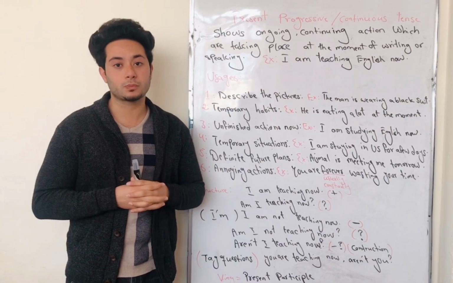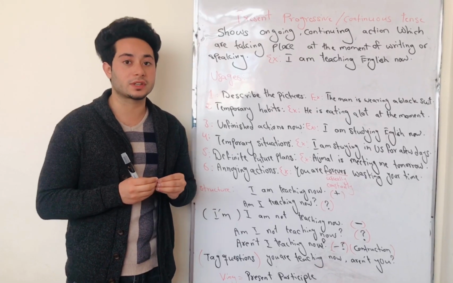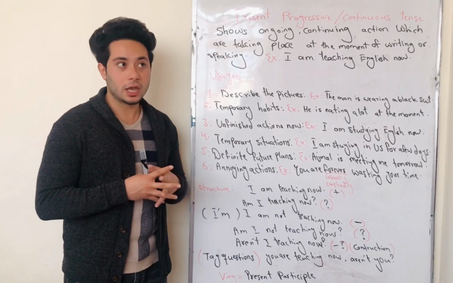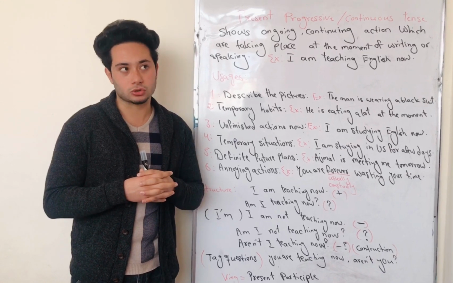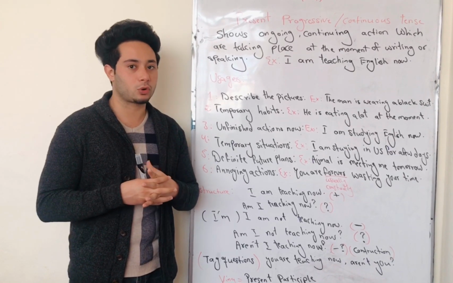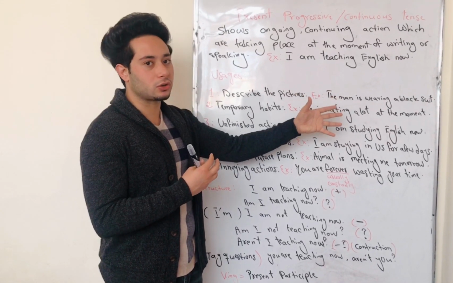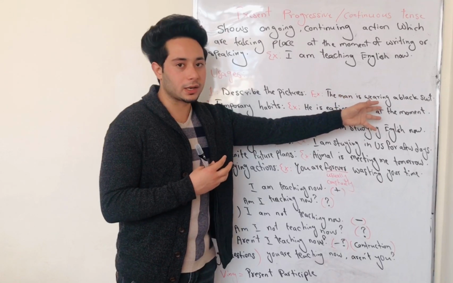Where can we use present progressive tense? The first important place that we can use present progressive tense is to describe pictures. It means that when we are talking about pictures or describing pictures, at that time we can use present progressive tense. For example, just pretend that there is a picture and I'm describing the picture. I consider: the man is wearing a black suit.